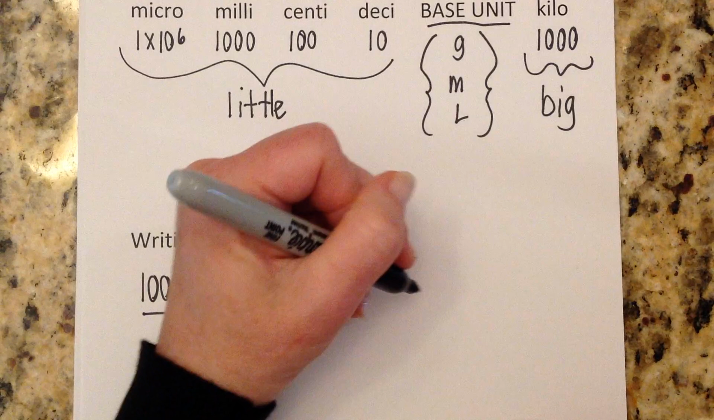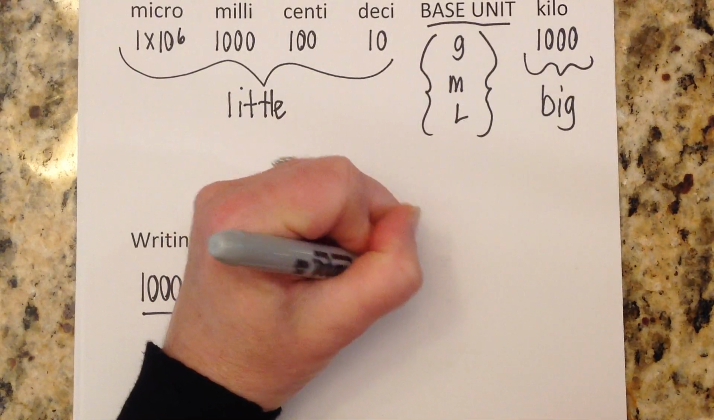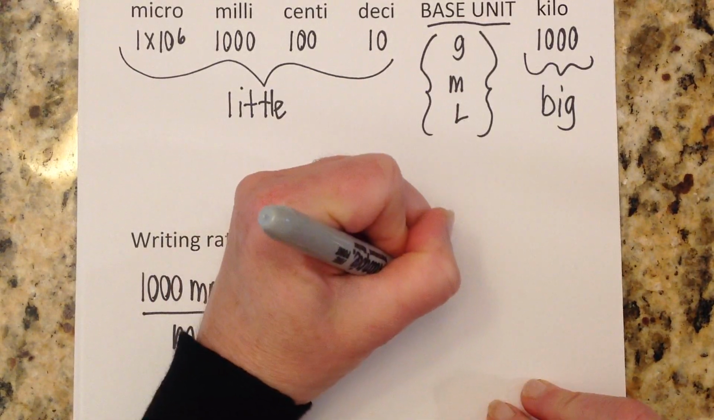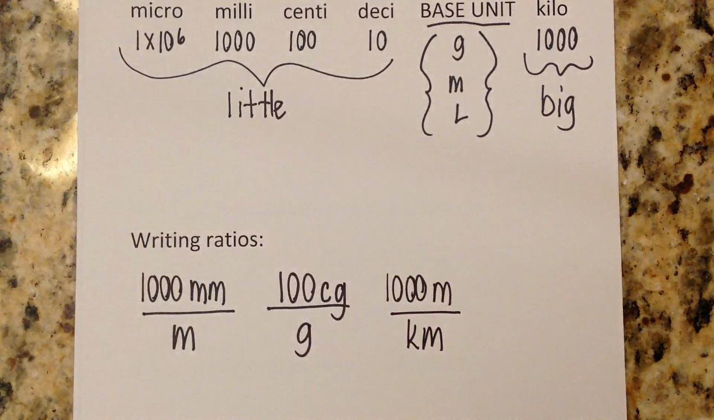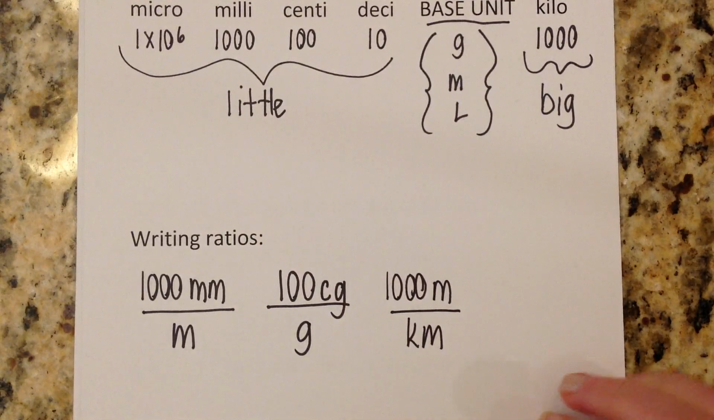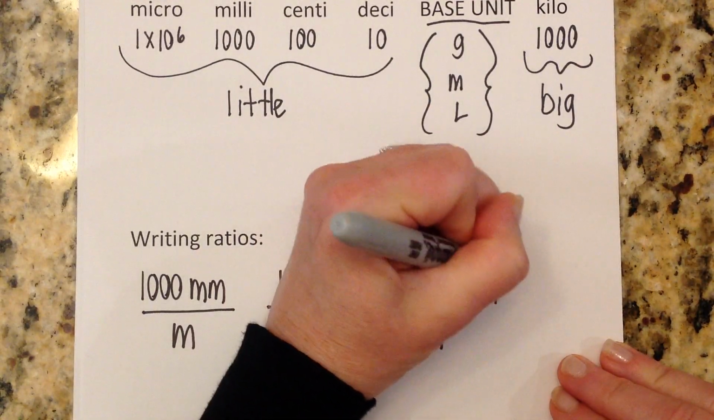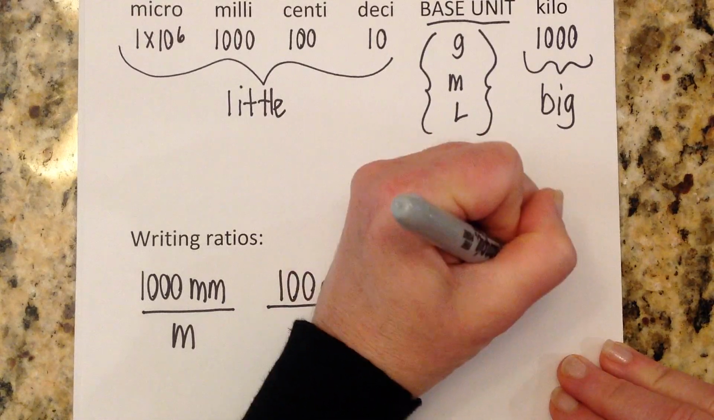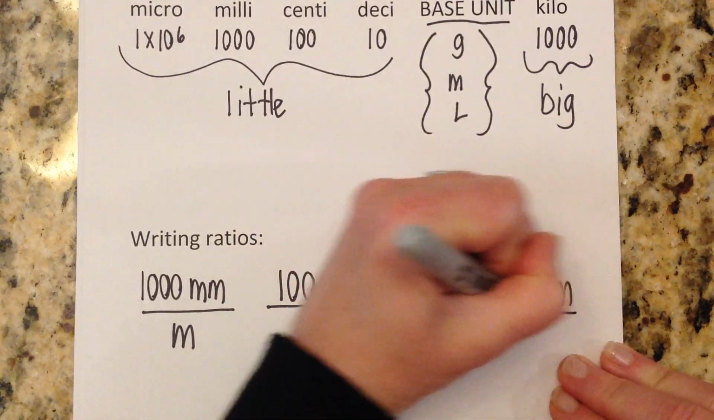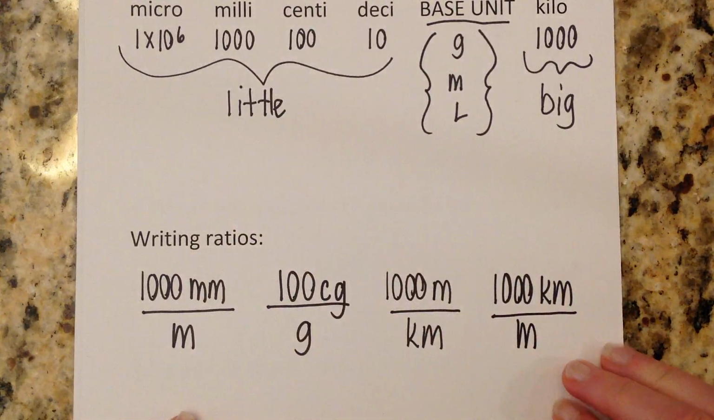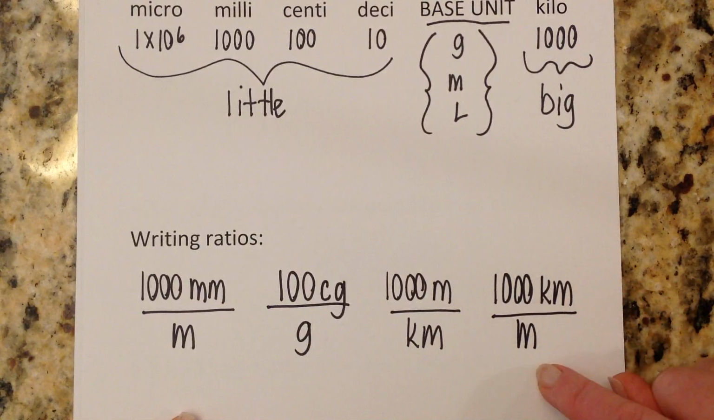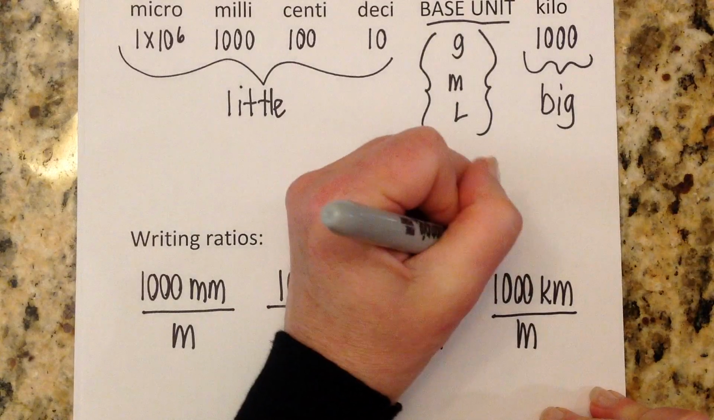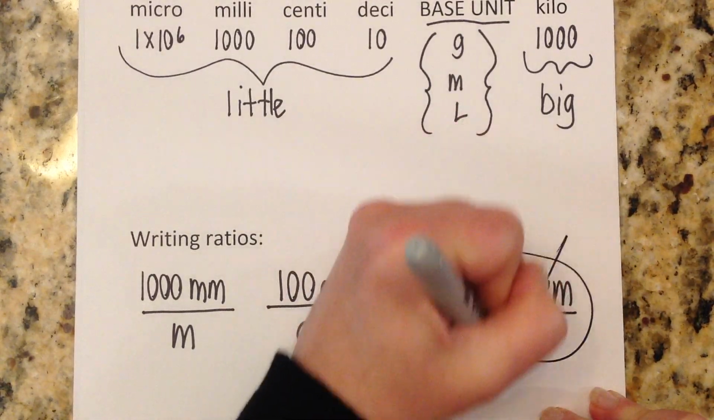For example, there's 1,000 meters in a kilometer. Now, let's use this as an example. This would not make sense. If I wrote 1,000 kilometers per meter, if you know that a kilometer is a lot bigger than a meter, this does not make sense. So this would be a no.